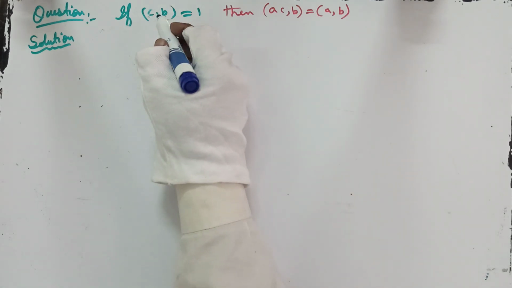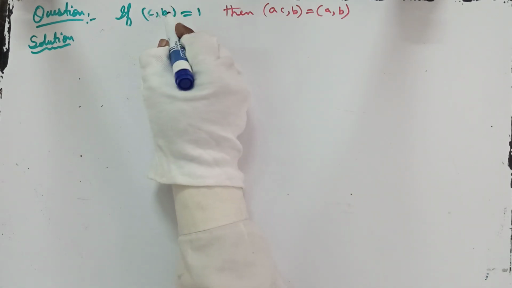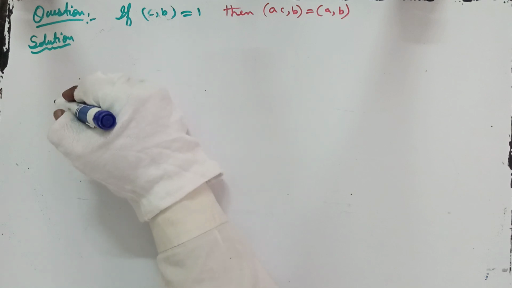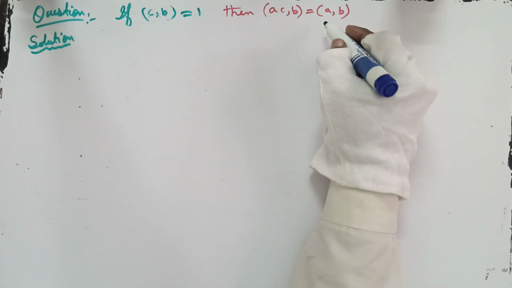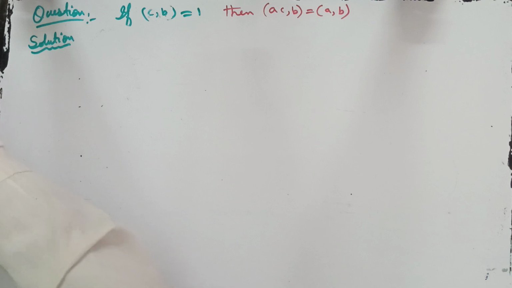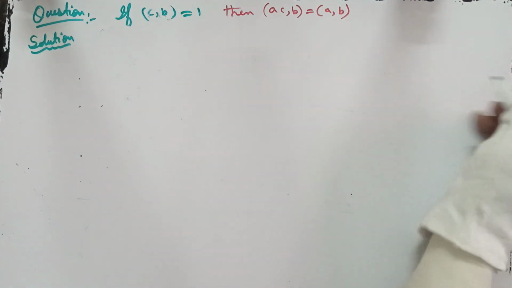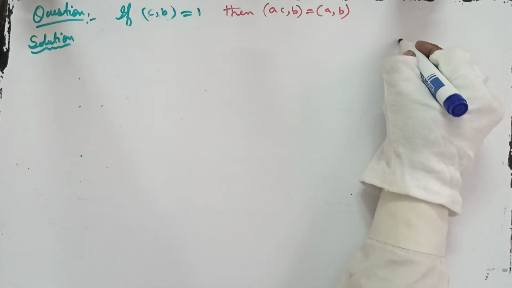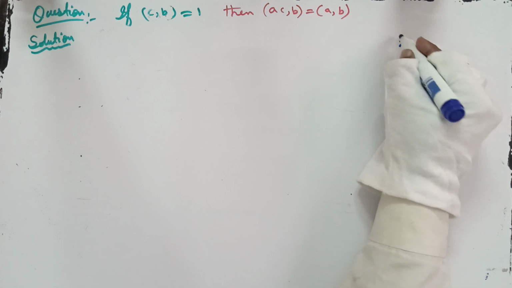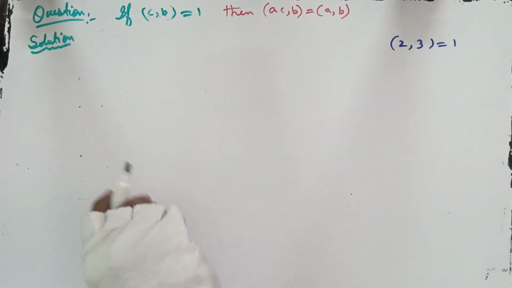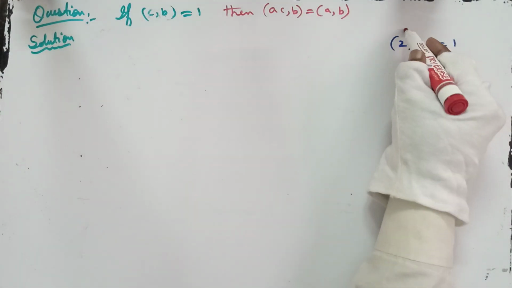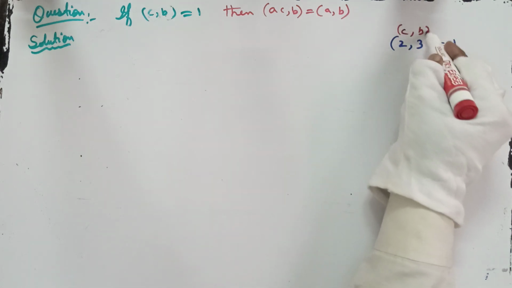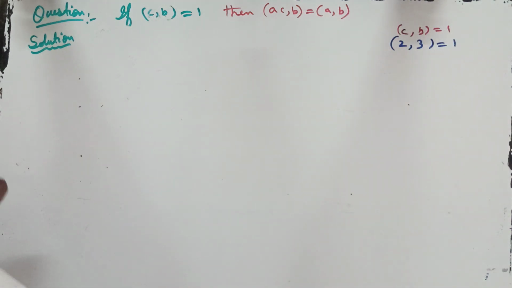Yes, we have a question. If two numbers are relatively prime, then we have to prove this result. For clear understanding, we consider an example. Here I have two numbers, 2 and 3. These are relatively prime, as you know that their greatest common divisor is 1. This is C and this is B. Okay, this is given.